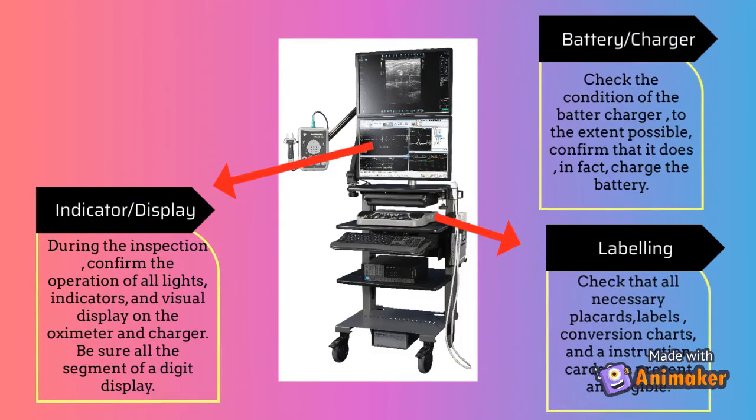10. Indicator/display. During the inspection, confirm the operation of all lights, indicators, and visual displays on the oximeter and charger. Be sure all the segments of a digit display. 11. Battery/charger. Check the condition of the battery charger, and to the extent possible, confirm that it does, in fact, charge the battery. 12. Labeling. Check that all necessary placards, labels, conversion charts, and instruction cards are present and legible.